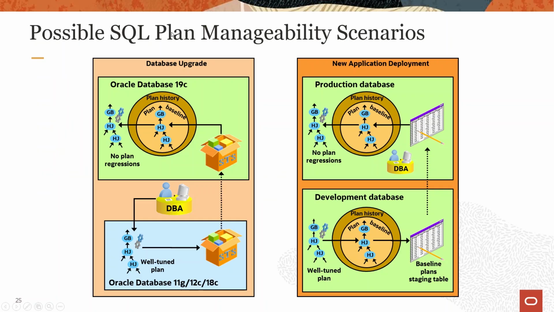First scenario is the database upgrade. Let's say you have an Oracle database 11G, 12C, or 18C. You have an application that runs upon that database. Execution plans are being rendered for the SQLs launched by that application, and those execution plans are good. The application is running in an optimal way. But now you have to upgrade your database to 19C.